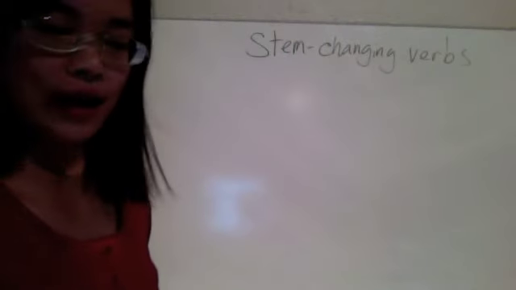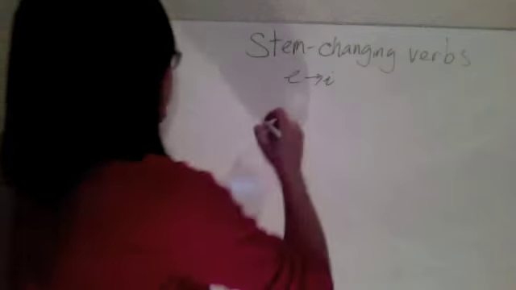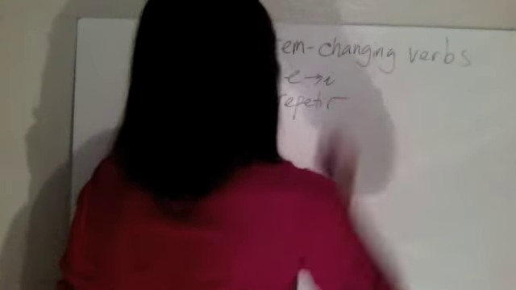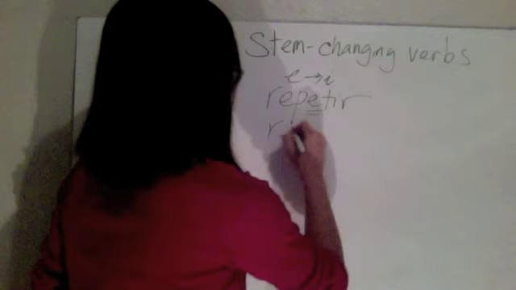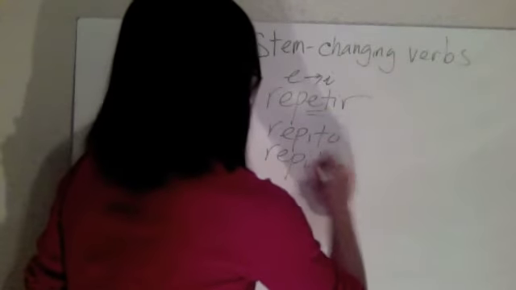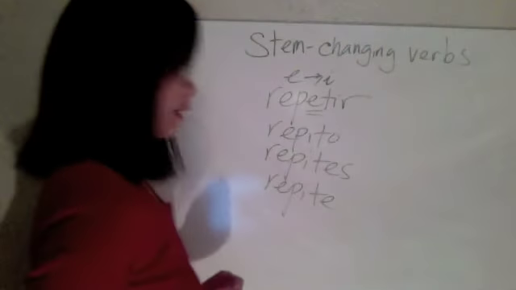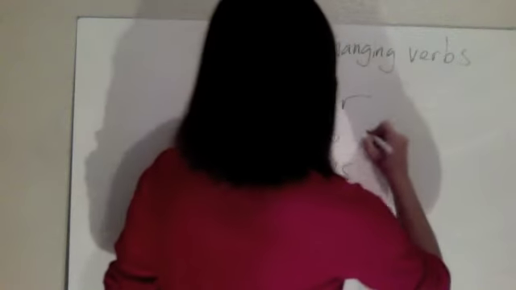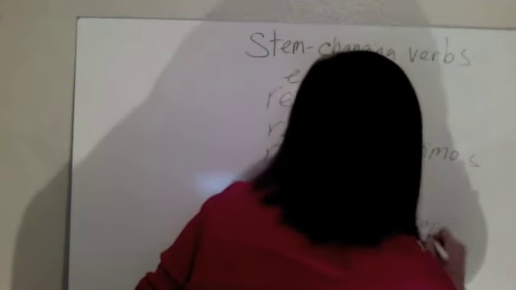The last type is E to I. And the verb we're going to use is repetir, to repeat. This is the E that's going to be stem changing. Yo repito. Tú repites. Él, ella, usted repite. Nosotros, ojo, repetimos. No stem change. Ellos, ellas, ustedes repiten.